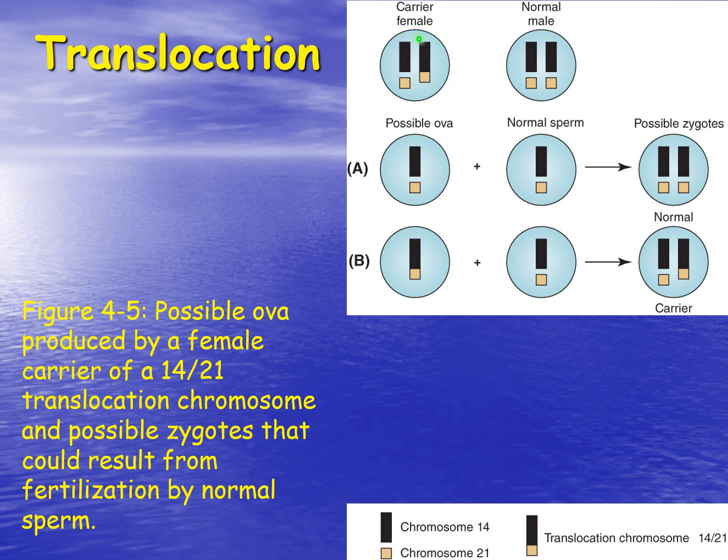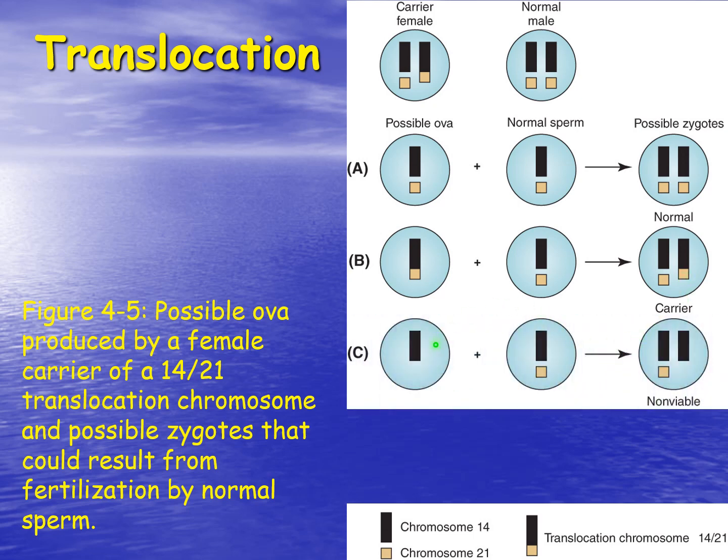If she actually puts the 14-21 combo chromosome in her egg and then mates with a normal male, the offspring will actually be a carrier. They'll have one normal 14, one normal 21, and the 14-21 chromosome. Or it could be potentially that neither the 14-21 nor the normal 21 chromosome will be put into the ovum, and so now we don't have anything in the 21 place, and we wind up with a monosomy of 21, and this is non-viable in the autosomes.